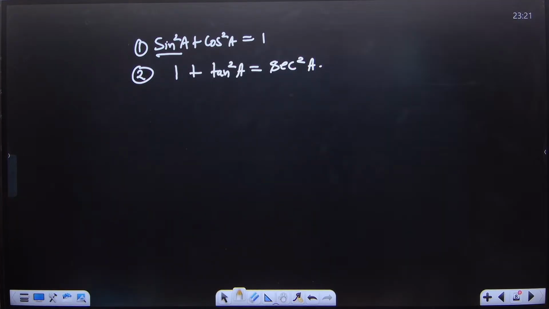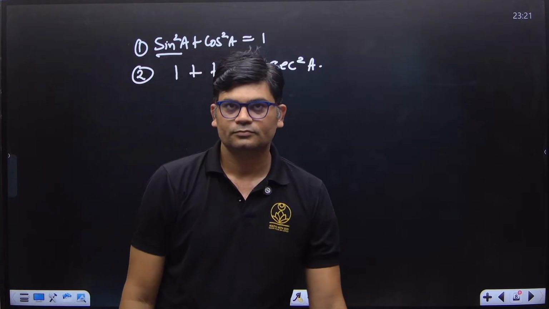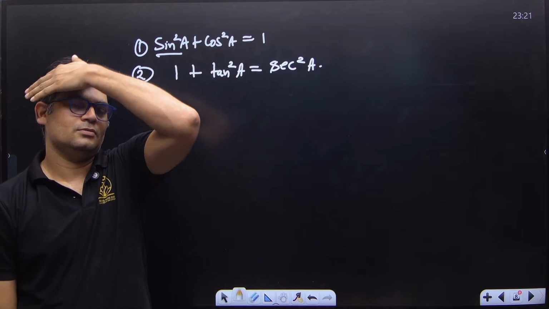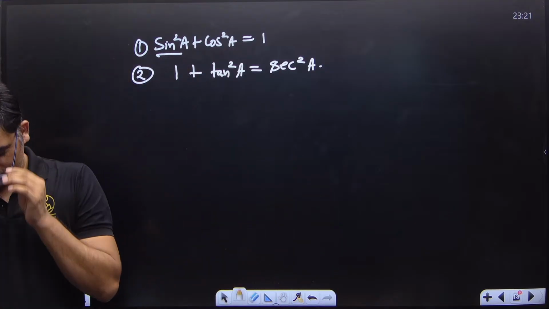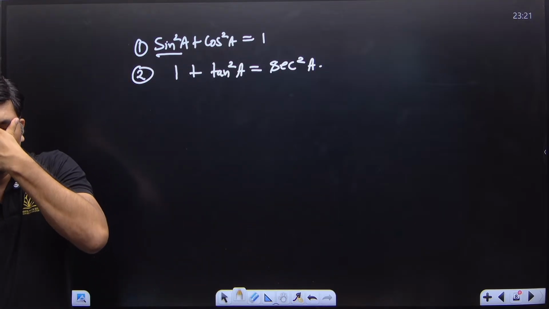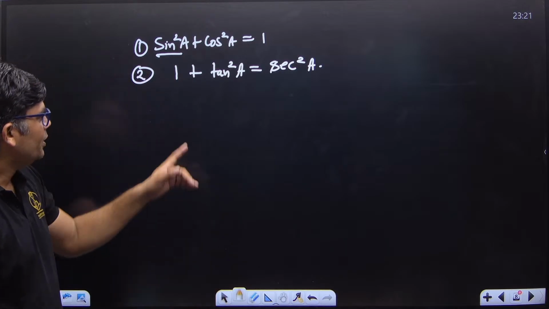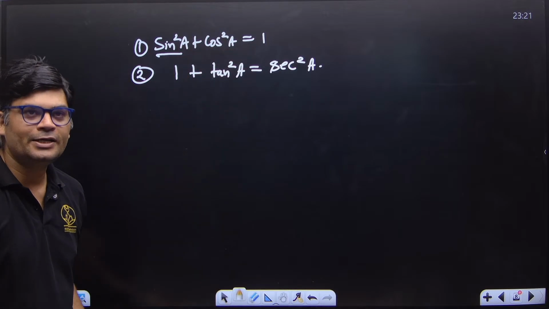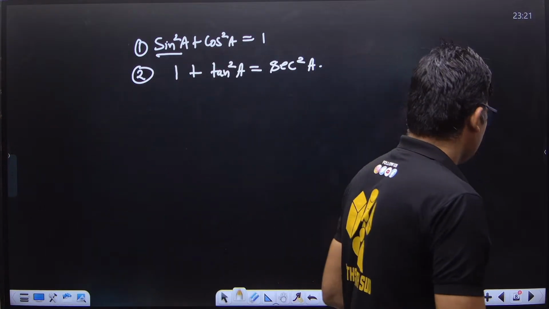This is the second Pythagorean identity. Okay. If you have any doubt, I can prove it again in front of you. I have explained it to you. If you have a doubt, you can just ask me. We get this by dividing the first identity by cos square A. That's it.